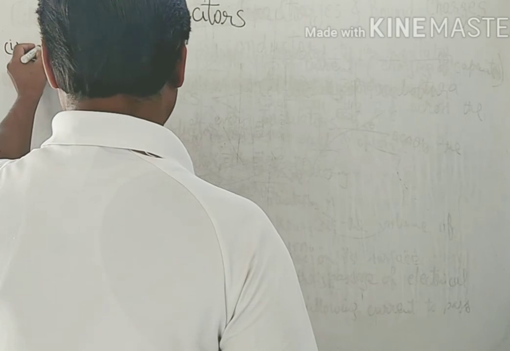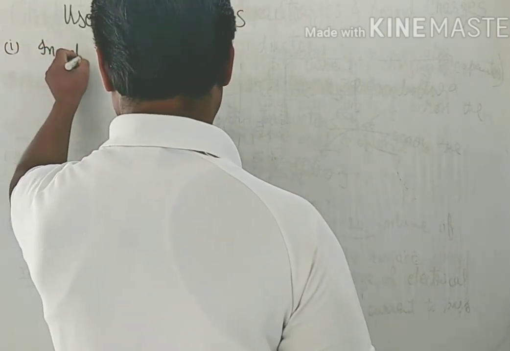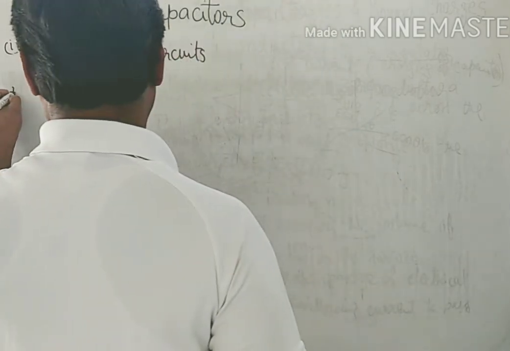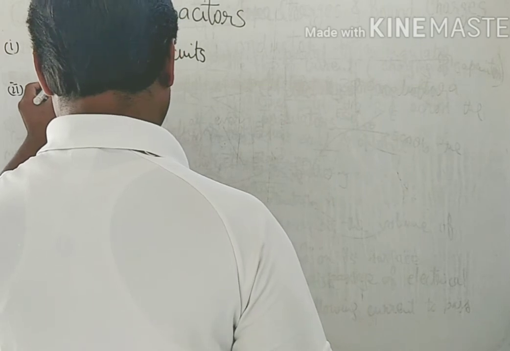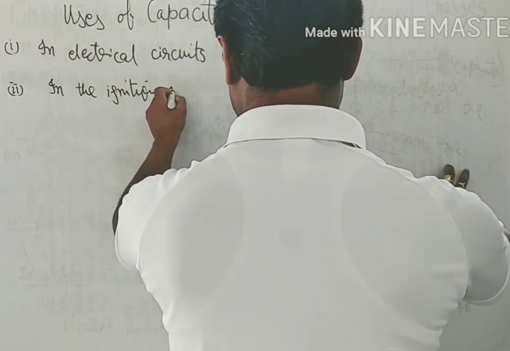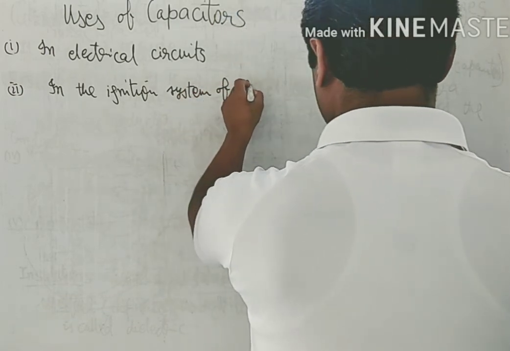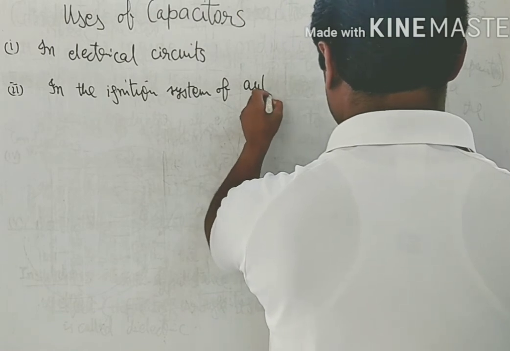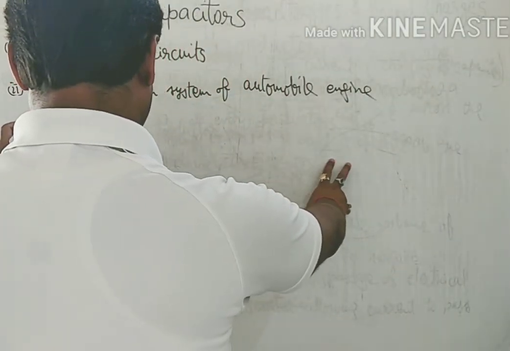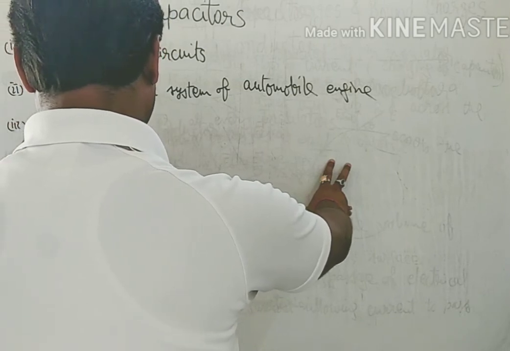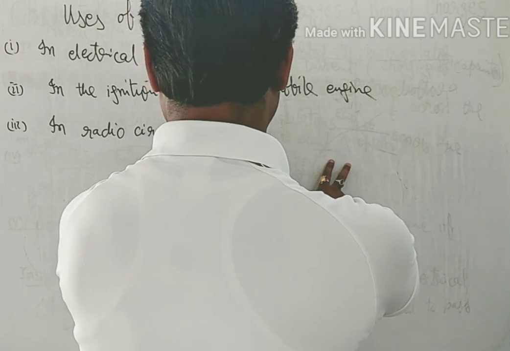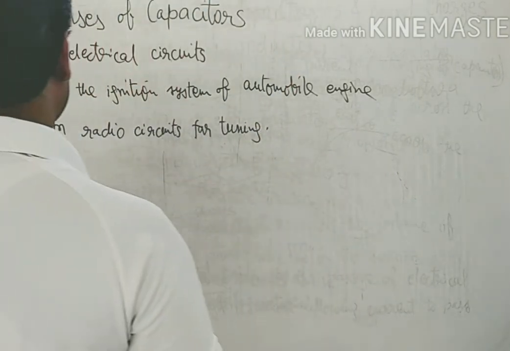We write the uses: in electrical circuits. Now for the second case, we can say in the ignition system of automobile engines. Now for the third case, as I said, in radio circuits for tuning purposes. Okay, so let's move on.